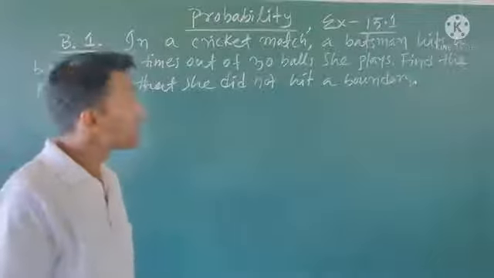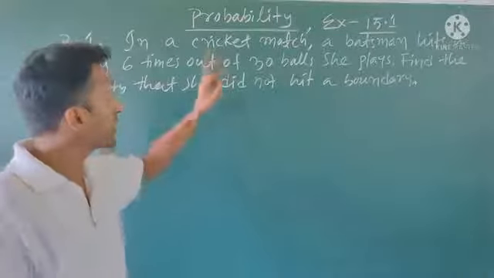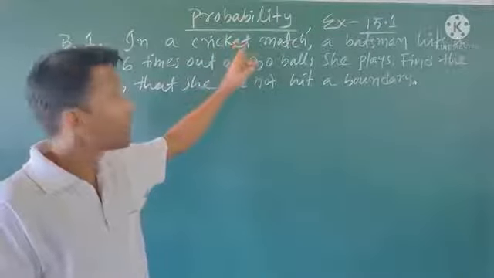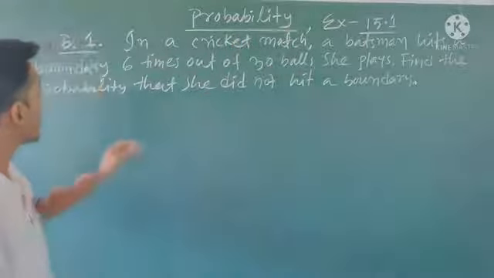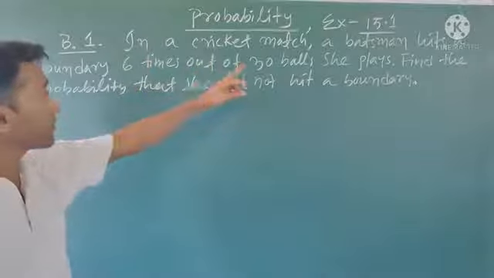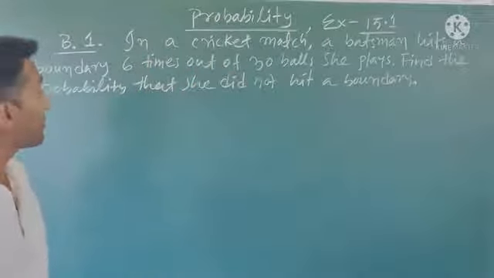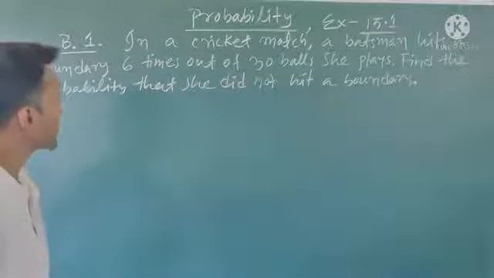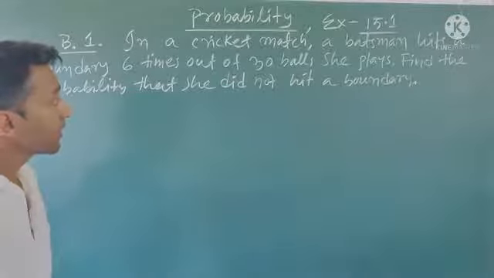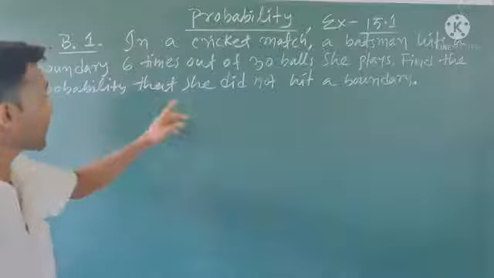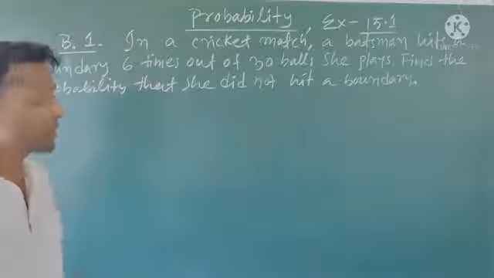Hello students, today we will start a new chapter, that is probability. Okay, exercise 15.1. Let's see the question number 1. In a cricket match, a batsman hits a boundary 6 times out of 30 balls she played. Find the probability that she did not hit a boundary.